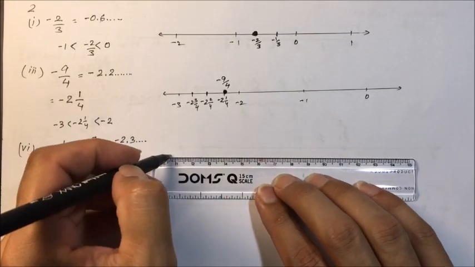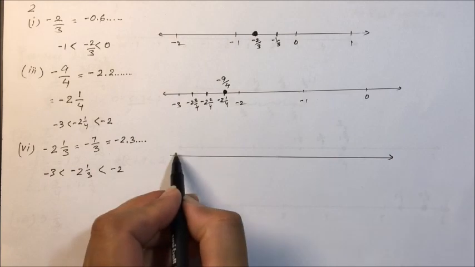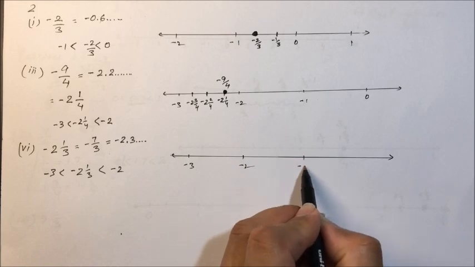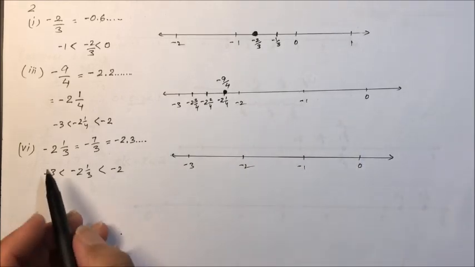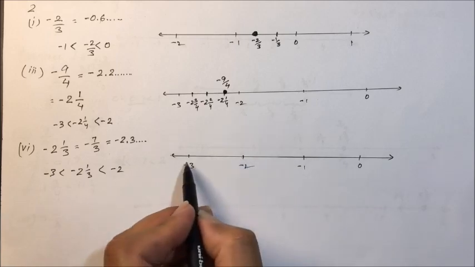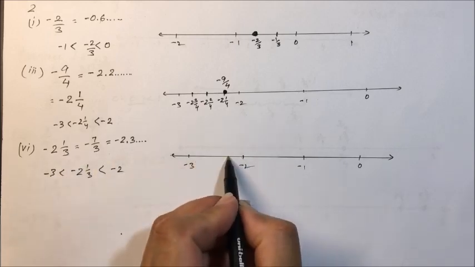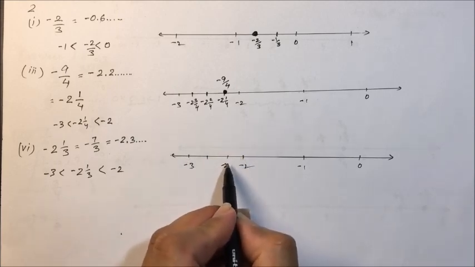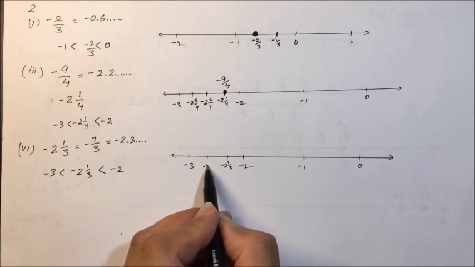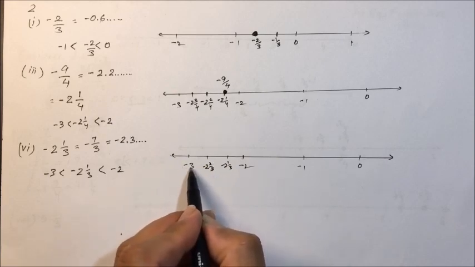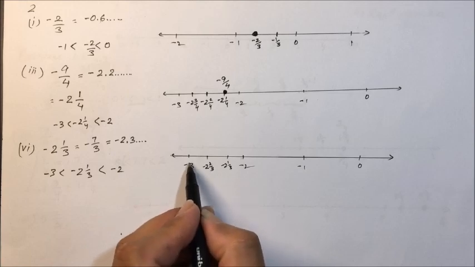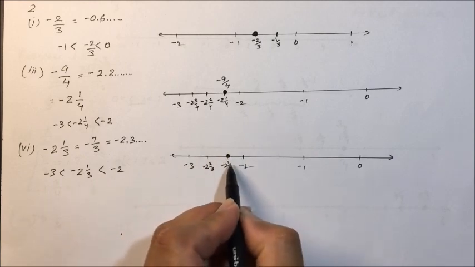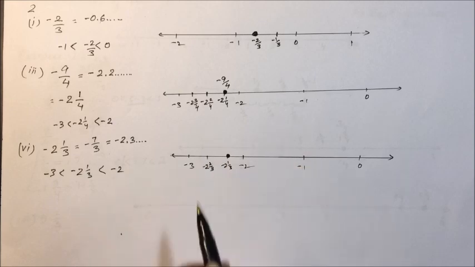So draw the number line. Minus 3 and minus 2 again. Minus 3, minus 2, minus 1, 0. Now minus 2, 1 by 3. After minus 2, the rest we have to divide into 3 equal parts. 1, 2, 3. This is 1 by 3, 1 by 3, 1 by 3. So here will be minus 2, 1 by 3. Here will be minus 2, 2 by 3. Then minus 2, 3 by 3, that is minus 3. So this number is our required number. We have represented this number on the number line.